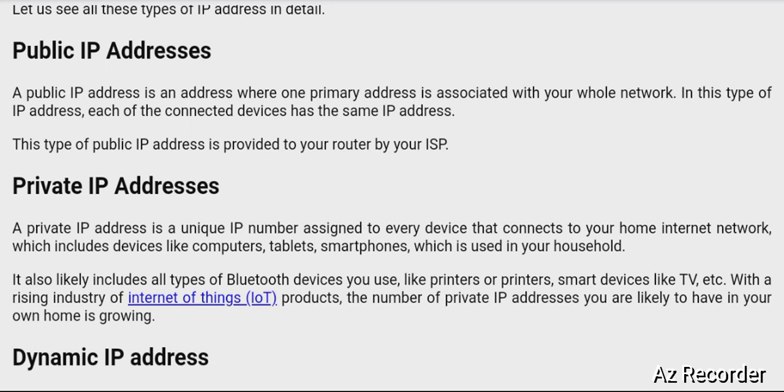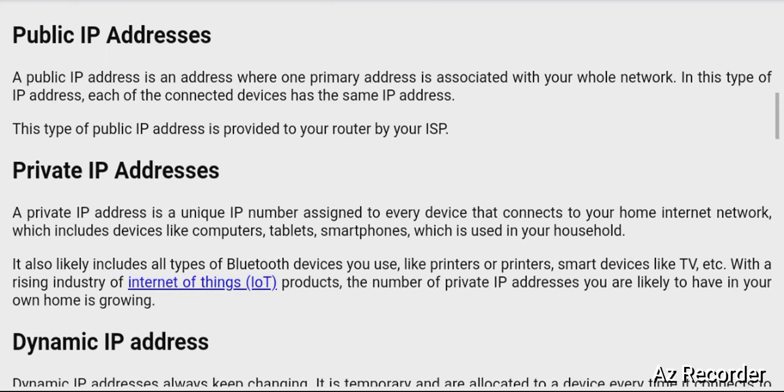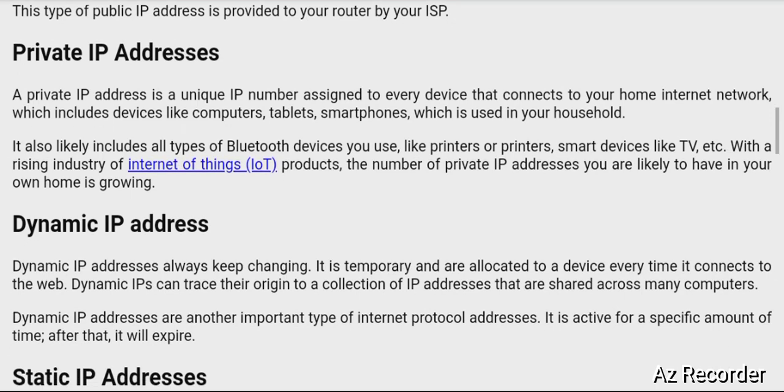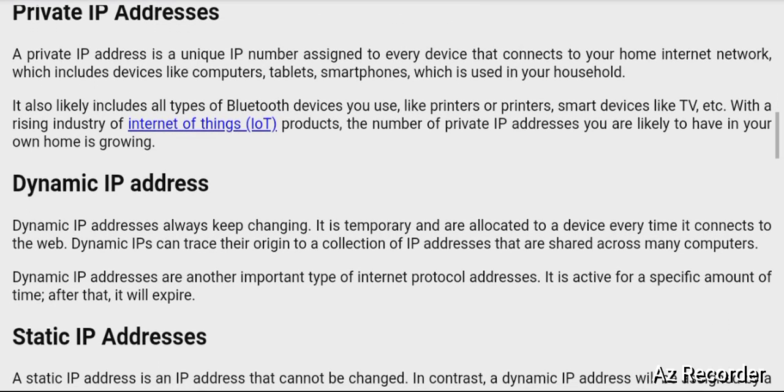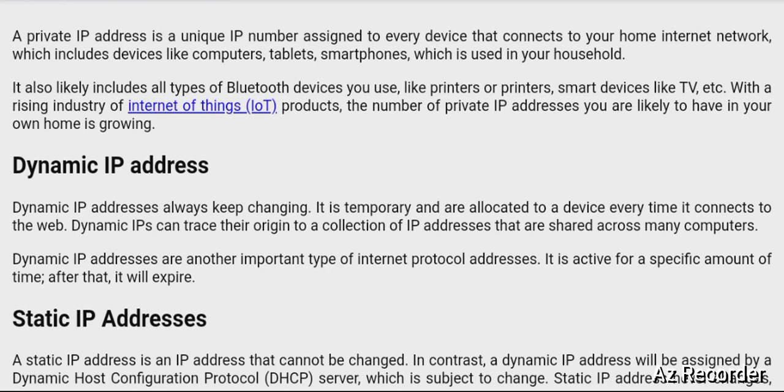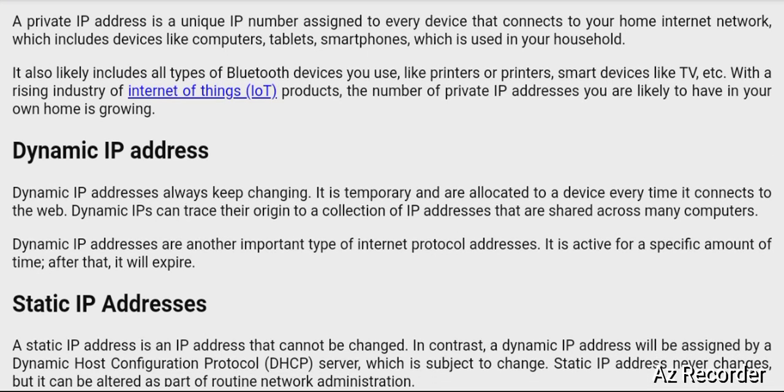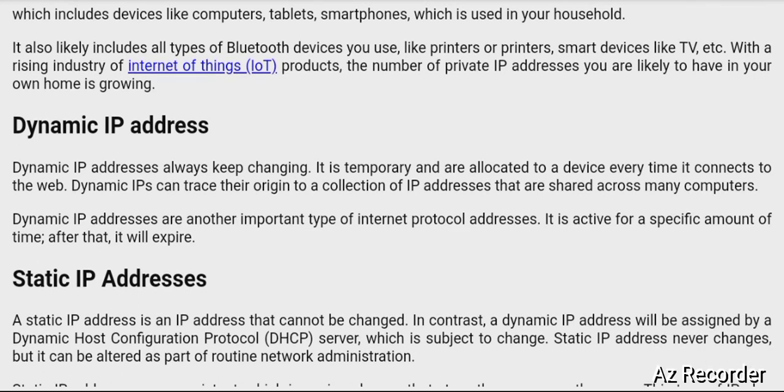Public IP address is an address where a primary address is associated with your own network. In this type of IP address, each connected device has the same IP address. This type of IP address is provided to your router by your ISP. A private IP address is a unique IP number assigned to every device connected to your home internet network, which includes devices like computers, tablets, and smartphones, used at home.